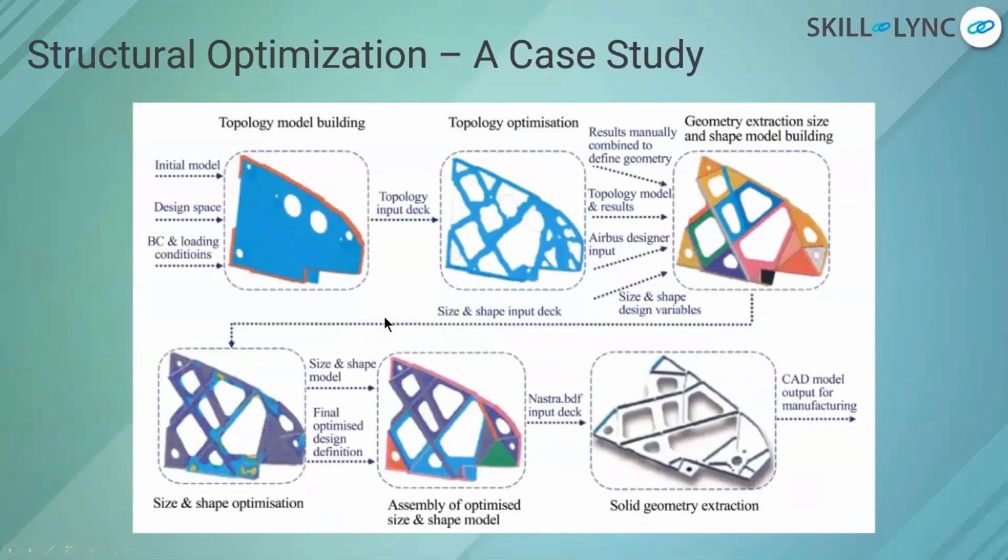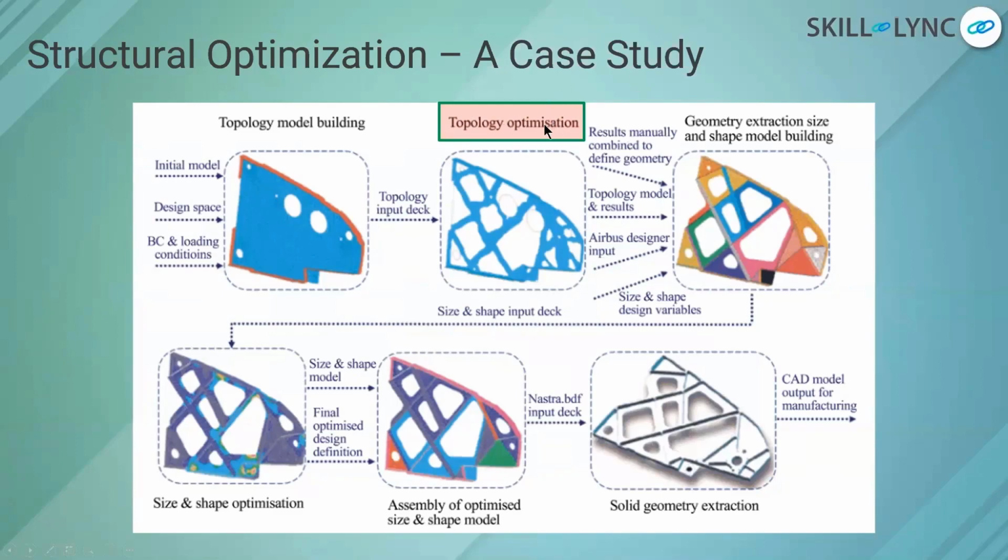So here is a case study that I was talking about earlier, where a rib approach is explained. Initially we have a model, we define the design space, which is the space where I want to have the structure, and define the loading and boundary conditions. If you run a topological study initially, then you come up with the shape. So that's the first step in the design process.